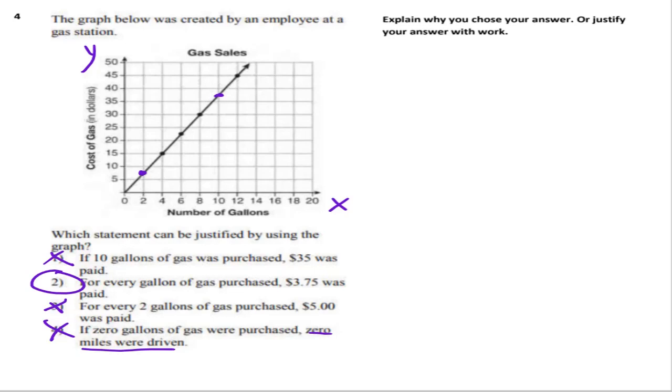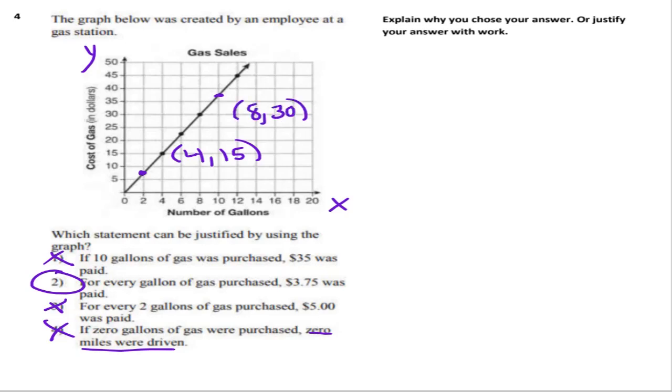So it's like for every gallon of gas purchased, $3.75 was paid. So it's basically like saying, if I moved up and over, it should be $3.75 for each one. I should be able to count that out. It's a little hard to see on here. So what I can do is pick a point, like this one right here, a nice perfect point. That point is 4, 15. And I can see, is that the slope? Is that the relationship? And I can pick this other point right here, 8 and 30.